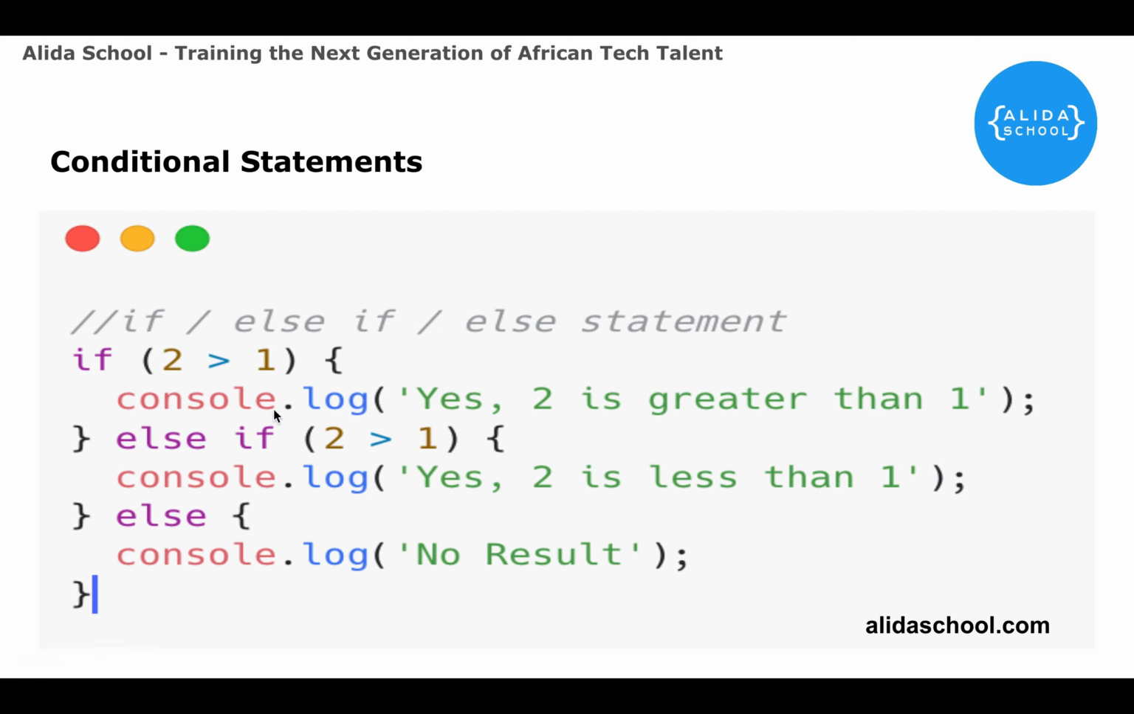Now in this situation, 2 is greater than 1. Then that means console.log yes 2 is greater than 1 will be seen in our console in our browser. And once this condition gets to be evaluated, the remaining block of code will no longer run.